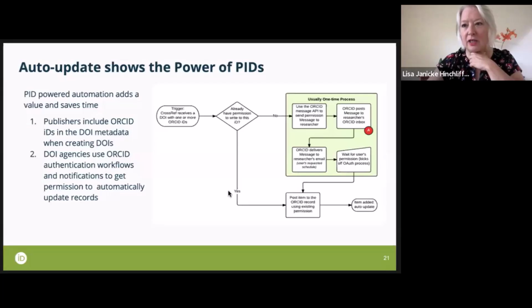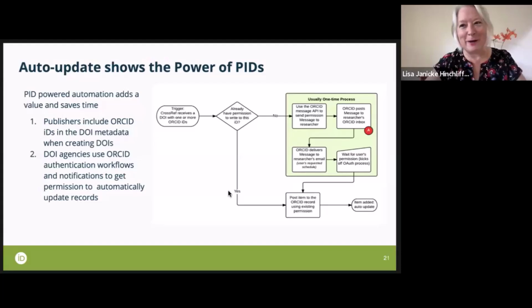I want to mention here that the researcher is always in charge of their record. And so if they do not wish to allow for auto updating, they can refuse that service. They can also delete things off of their record that have been added. And so one of our principles is researcher control. And so ultimately the ORCID record is under the control of the researcher. But we are enabling these efficiencies for the researcher should they be willing to take advantage of it.